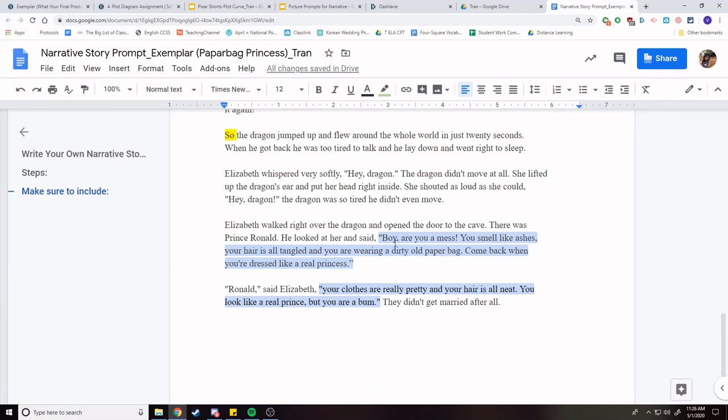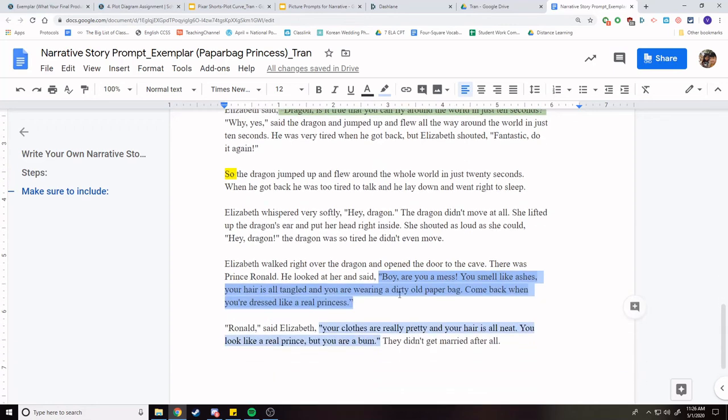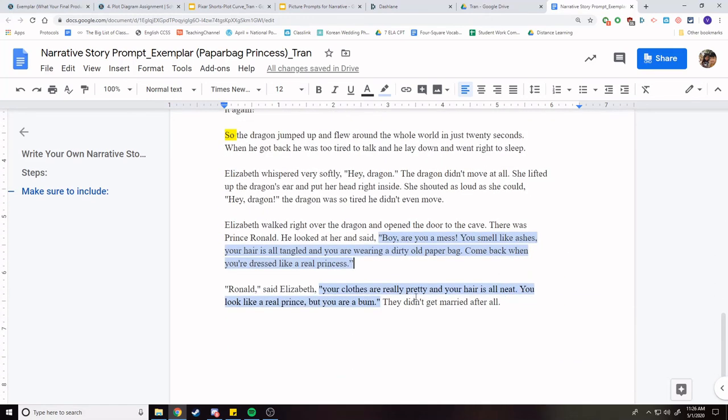So what I highlighted is also actually a piece of dialogue, and dialogue is a tool that's often used to characterize characters. What they say tells you a lot about what they're like. So I highlighted, "Boy, you are a mess. You smell like ashes, your hair is tangled, and you are wearing a dirty old paper rag. Come back when you're dressed like a real princess." So I could have made that in green to show that it's dialogue, but I made it in blue because I felt like it really showed what the prince was like, what his personality is like. So that's my example of characterization, okay?